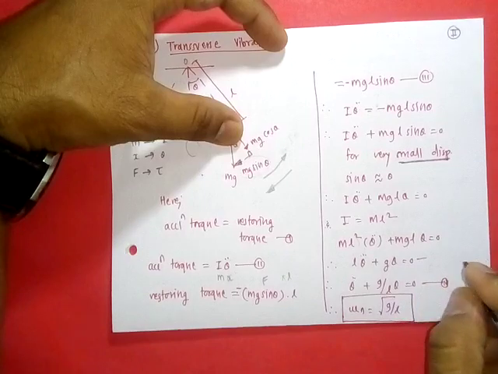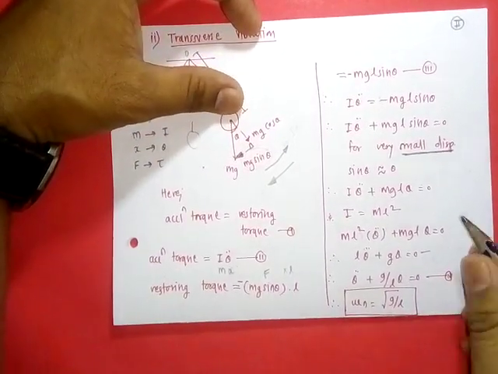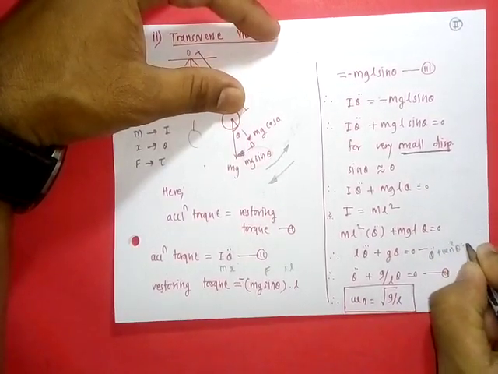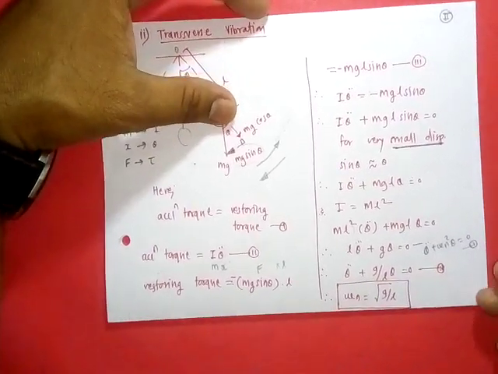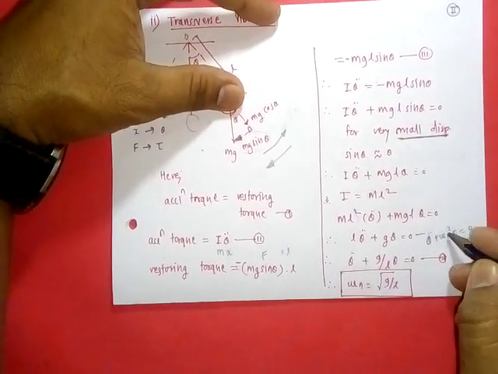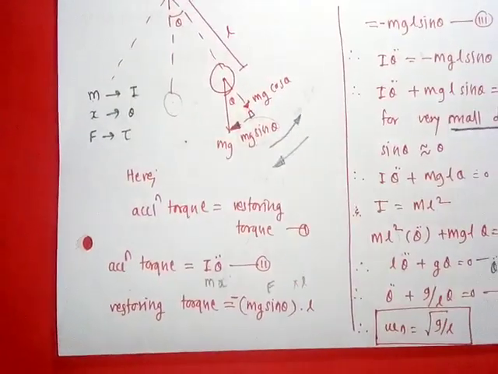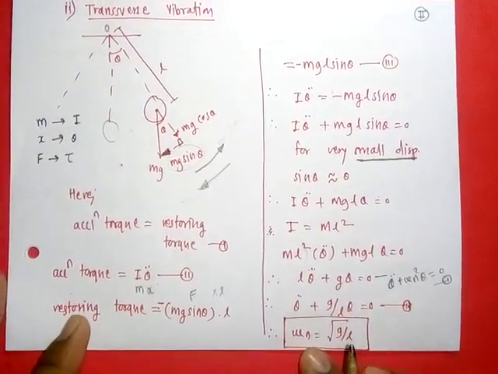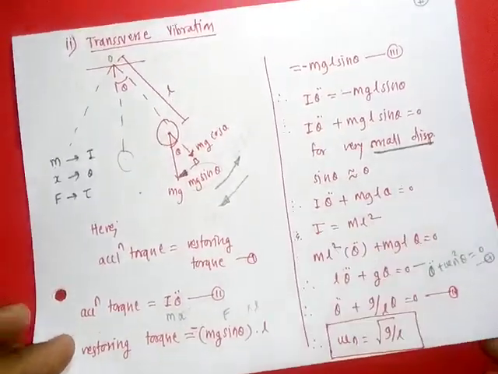Now this is our equation for transverse vibrations. Comparing with the standard equation, theta double dot plus omega n square theta equal to 0, which is the standard equation of SHM in angular motion, and comparing corresponding terms we get omega n is equal to under root g by L. So this is for the transverse system.